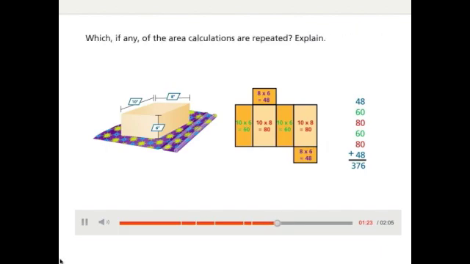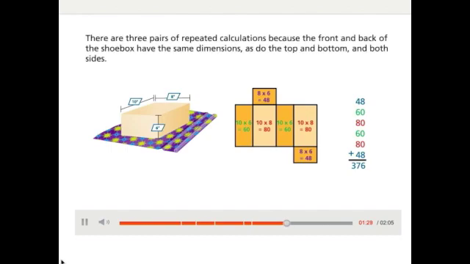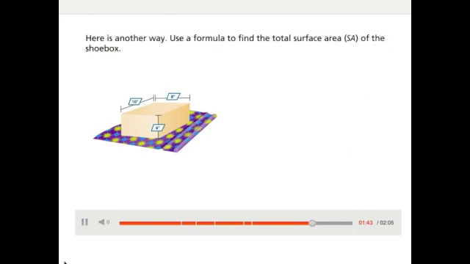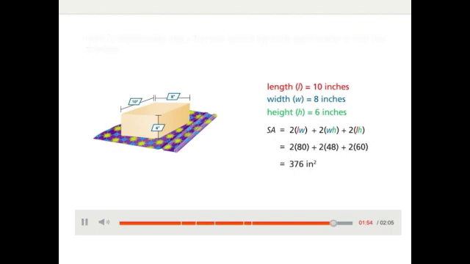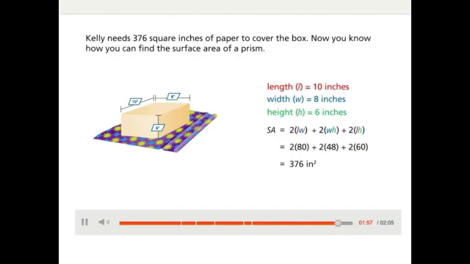Which, if any, of the area calculations are repeated? Explain. There are 3 pairs of repeated calculations because the front and back of the shoebox have the same dimensions, as do the top and bottom and both sides. Here is another way. Use a formula to find the total surface area, SA, of the shoebox. Kelly needs 376 square inches of paper to cover the box. Now you know how you can find the surface area of a prism.